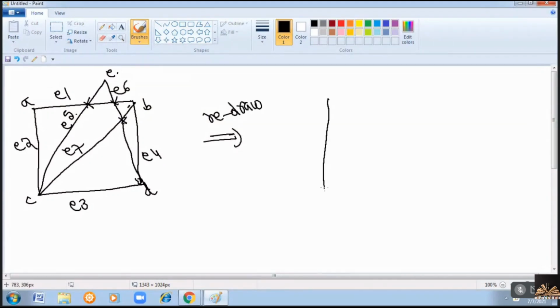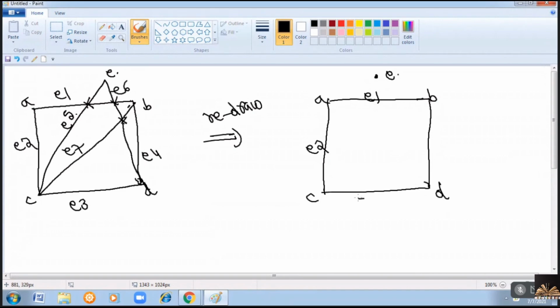Let me redraw this diagram. How many edges do we have now? 7 edges are there, right? So A, B, C, D, and here you have E, right? Now when I draw these edges, you have an edge crossing. So that is the reason instead of that, I'll try to redraw in another way.